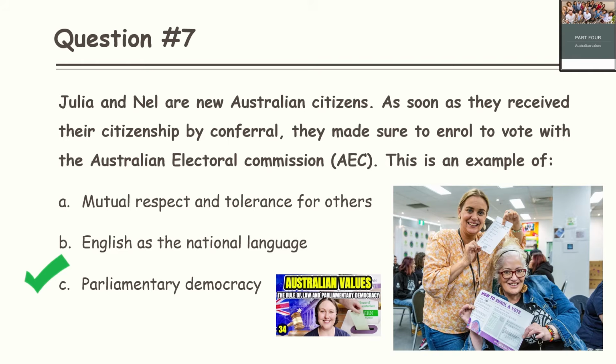Voting is compulsory in Australia. This ensures that Australian citizens are involved in how the country is governed. This is an example of C. Parliamentary democracy.